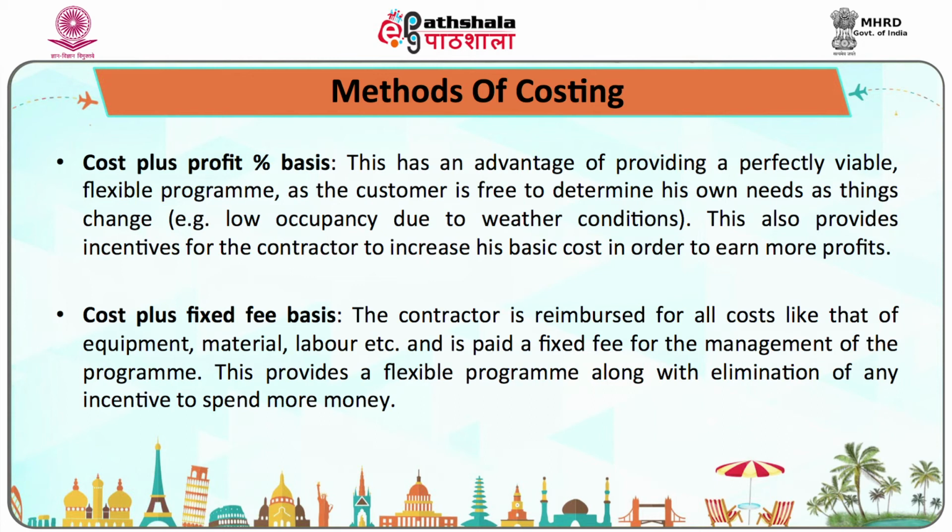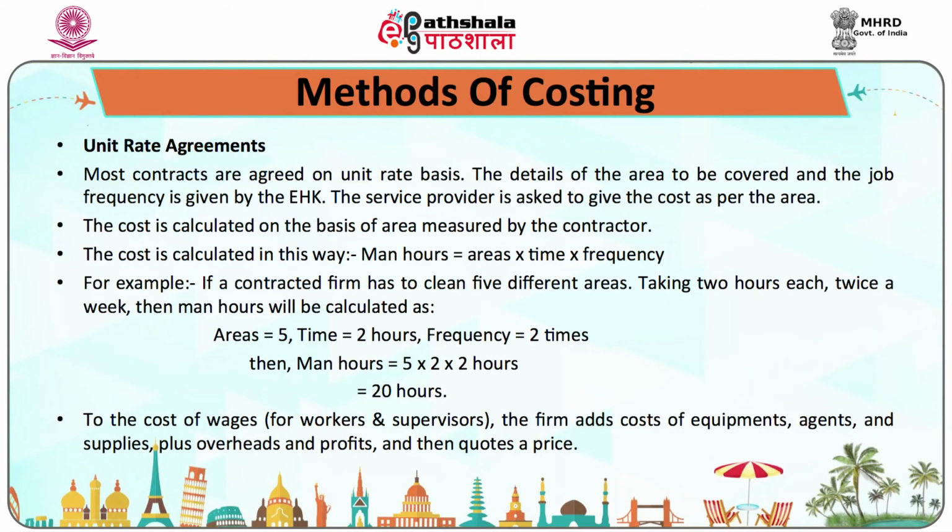Next method is cost plus fixed fee basis. This contractor is reimbursed for all costs like that of equipment, material, labor, etc., and is paid a fixed fee for management of the programs. This provides a flexible program along with elimination of any incentive to spend more money. Next method for costing contract is unit rate agreements. The most contracts are agreed on unit rate basis.